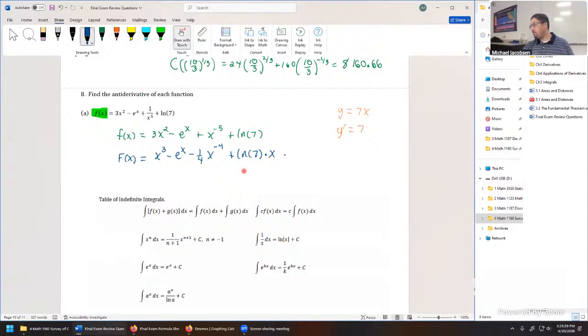Then the one thing we have to remember is this is implied that we're finding the most general antiderivative possible. So we add the constant of integration, like those c's that we see here in the formulas.